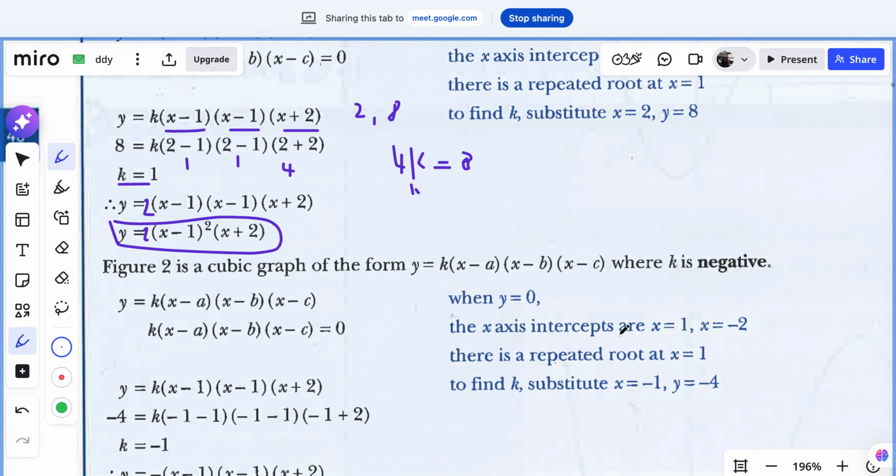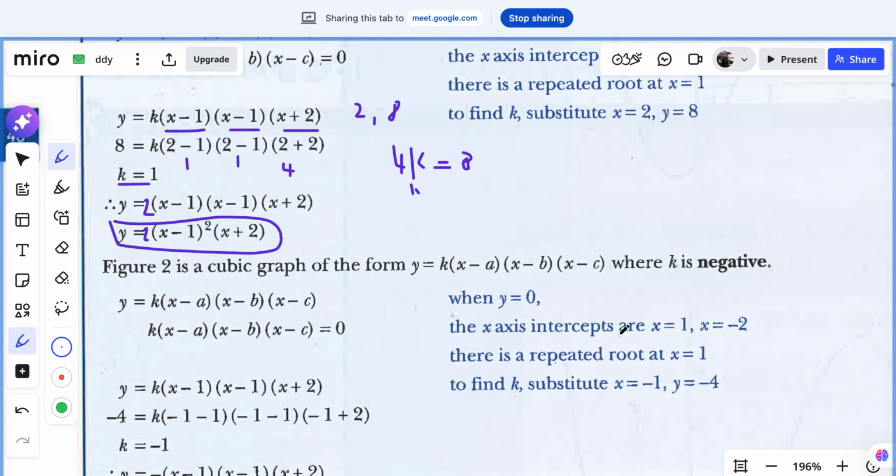Okay, the next phase is to find k. To find k, we're going to choose one point and we substitute a coordinate point for x and y. In this case, because k is a negative value, we look at the x-axis. The x-axis intercept at x. Okay, there is a repeated root. We found that already. Now to find k, substitute x equal to negative 1 and y equals negative 4. Go to the graph. x equals negative 1. You see this point? And trace it down to see the value of y. What will be the value of y? If you trace it here, y will be negative 4.